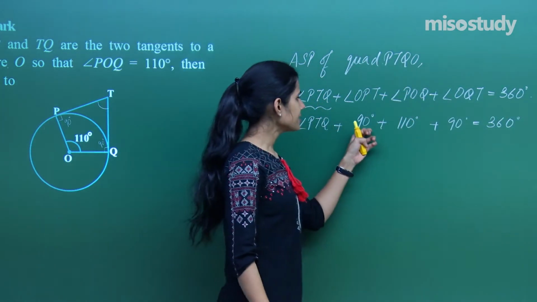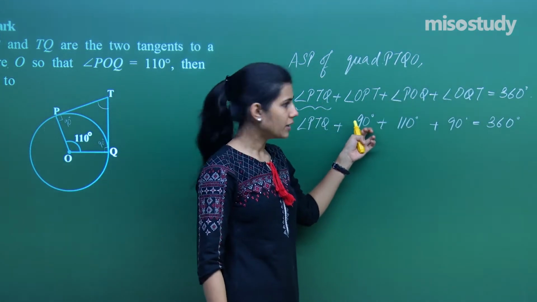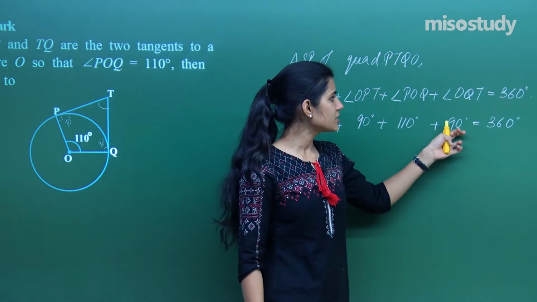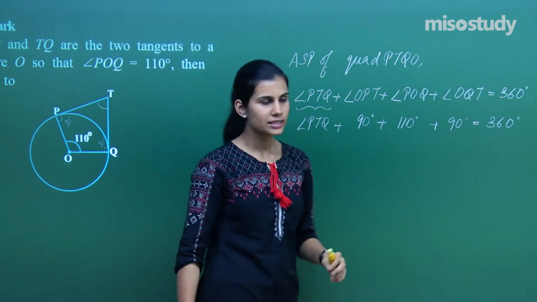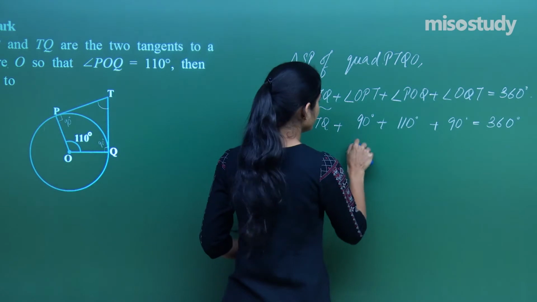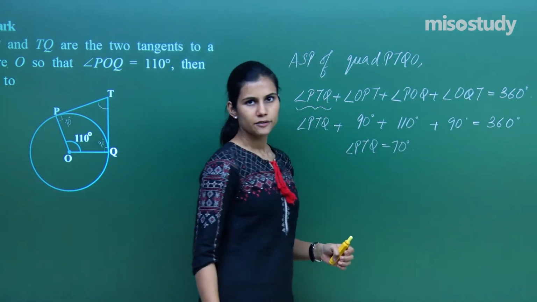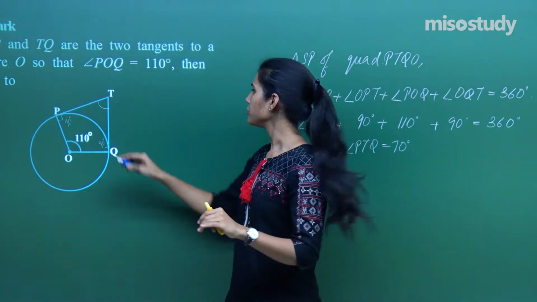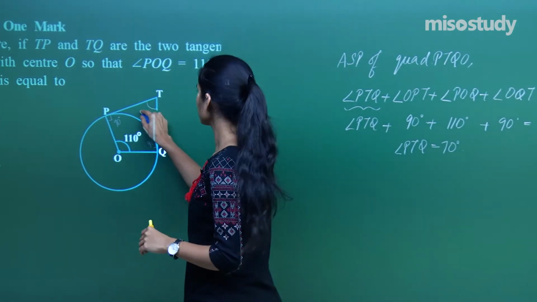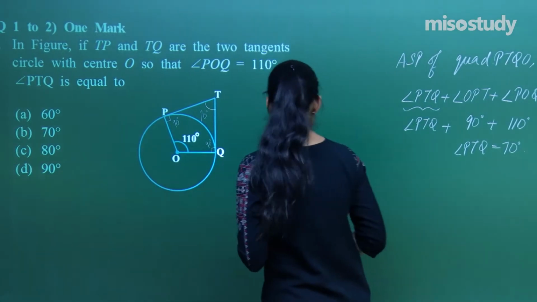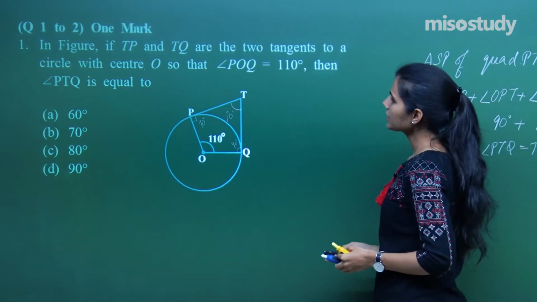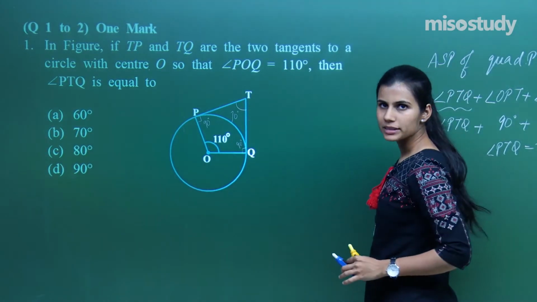So 110 plus 90 is 200, 200 plus 90 is 290, 360 minus 290 is what? 70. Fine, and so angle PTQ's measure is 70 degrees. Now that I have this, let's move on to the next question. Obviously option number B would be the correct one.